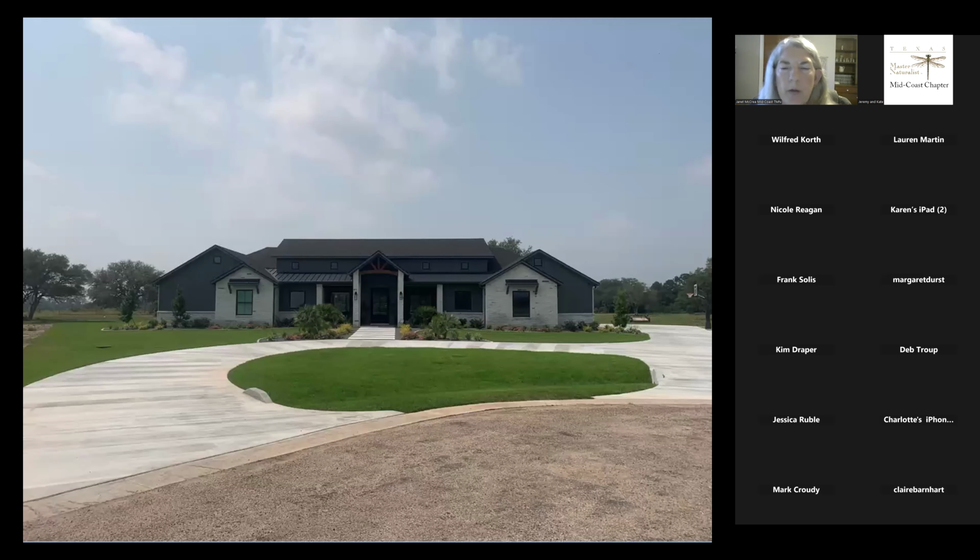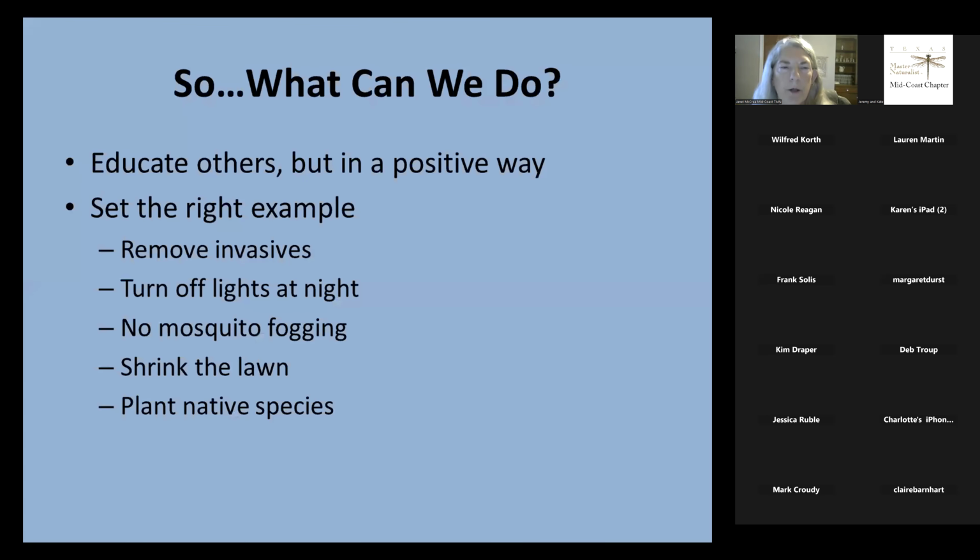And concrete everywhere. So they're ruining the ability of the rain to soak in, and now it's running off. It's going to cause problems. But what can we do about all this?